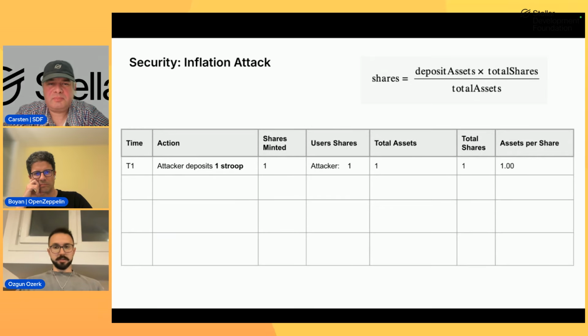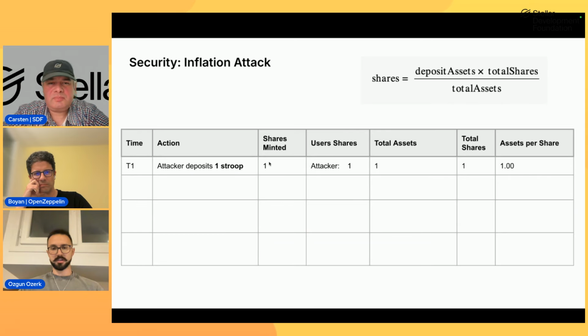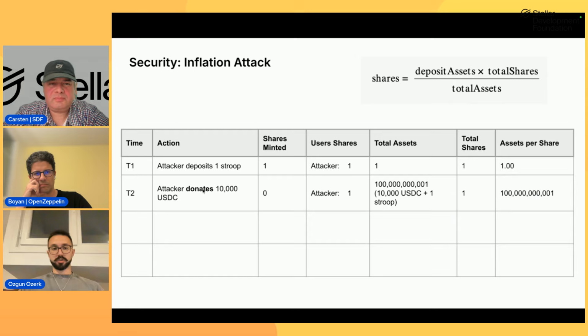Which creates another problem, which I will demonstrate right now. Let's say, okay, this is the inflation attack. There are a couple of versions of it. Let's say the attacker deposits one stroop. So he minted a share, and right now one share will correspond to one stroop only. Then the keyword here is donates, it's not deposit. Since it's not a deposit, it only increases the total asset amount, but not the shares. So it's basically, I'm just giving away this money to the Vault, and I'm not expecting any shares in return.